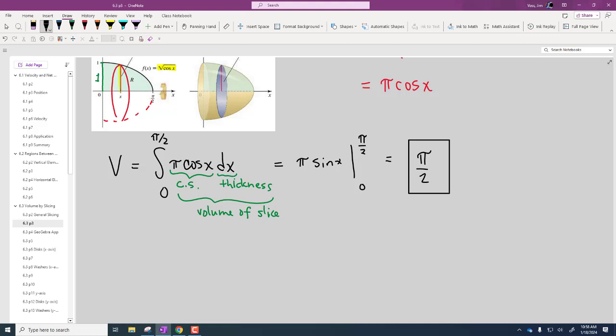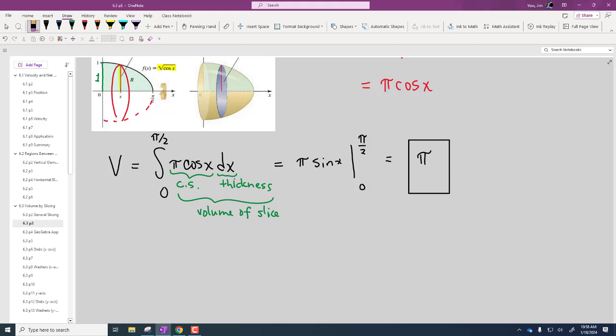Say that again? Oh yeah, where'd the 2 come from? Thank you. Madness. When we plug pi over 2 in here, sine of pi over 2 is 1, and 1 times pi is pi. Yeah, thank you. And sine of 0 is 0, so the lower limit of integration doesn't give us any volume.